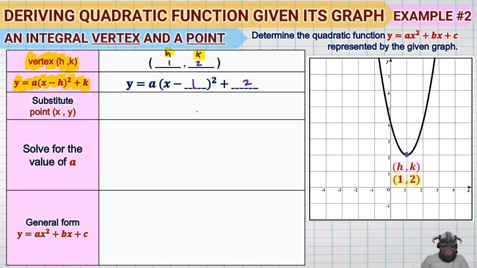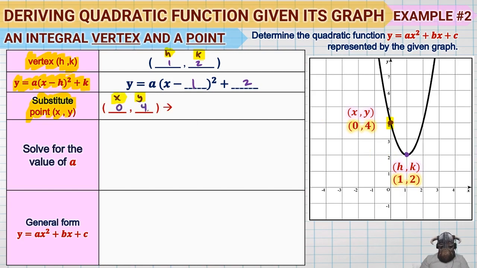Next is for us to identify any point on the parabola that can be used for us to solve for the value of a. So in this case, I think ito pipiliin ko. Yung point na yan. So that point, xy will be 0, 4. Dito na tayo. Then, lagay lang natin dito, ang kinuha kong point will be 0, 4.